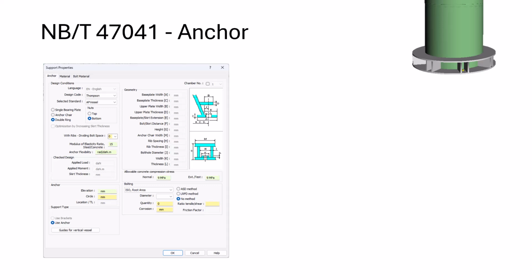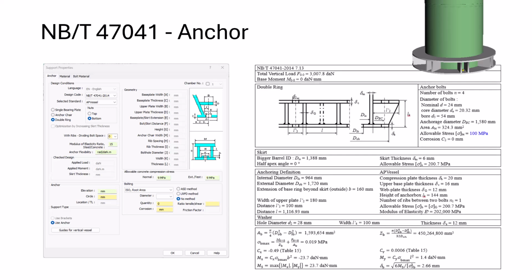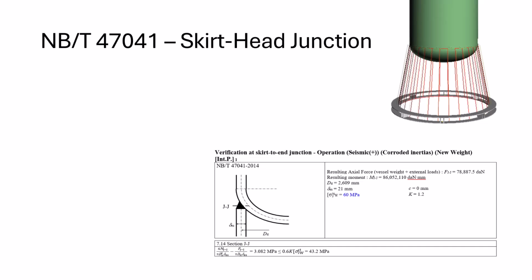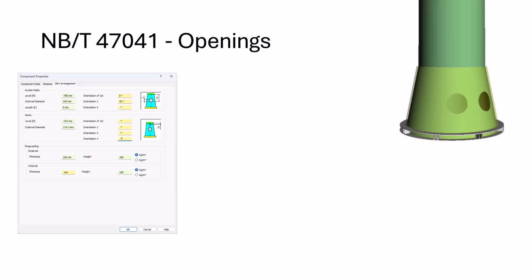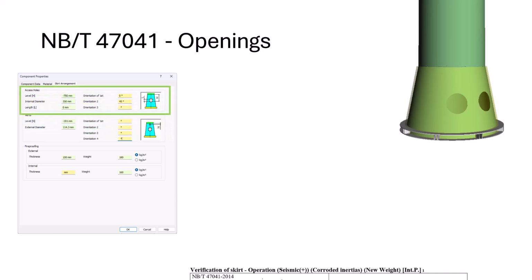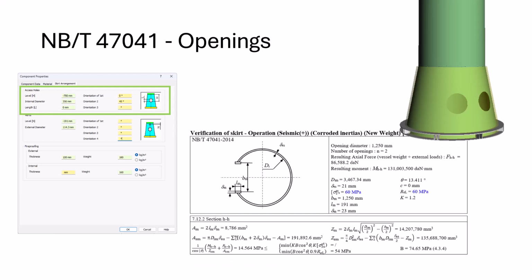NB/T 47041 has been added as an anchors design method, offering a comprehensive calculation under the Chinese GB code. This norm also covers the skirt head junction, but for that, remember to have the skirt analysis option checked. For the cases that you have some access holes defined and you're using the GB pressure code, analysis will be made using this new NB/T norm.